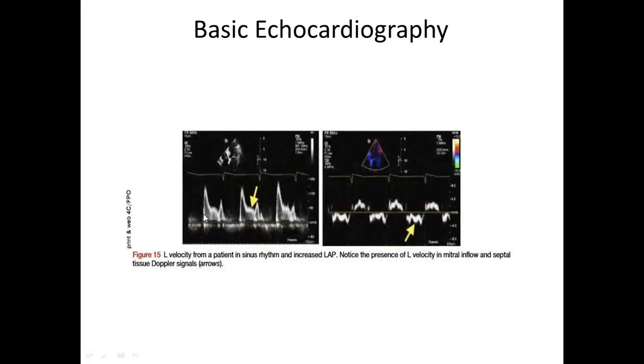So another case showing another L velocity. So it's a mitral flow. And it's the L velocity from a patient in sinus rhythm, increased left atrial pressure. So when you see the L velocity, think in terms of elevated left atrial pressure. You can also see the L velocity in the mitral inflow. Okay, so you have your E and your A, and then you have this L velocity. Okay, so you can also see it in your tissue Doppler velocity.